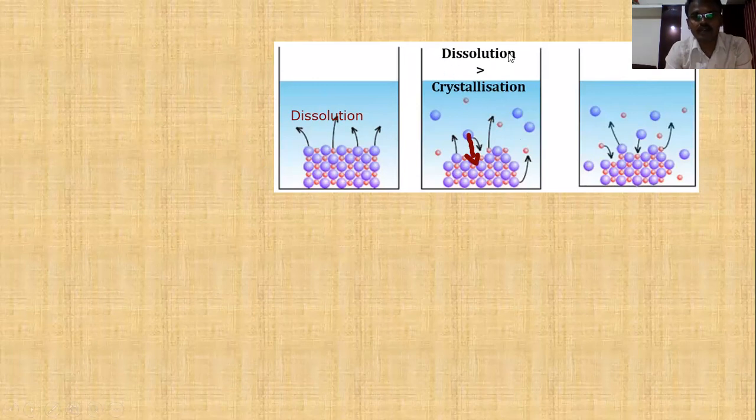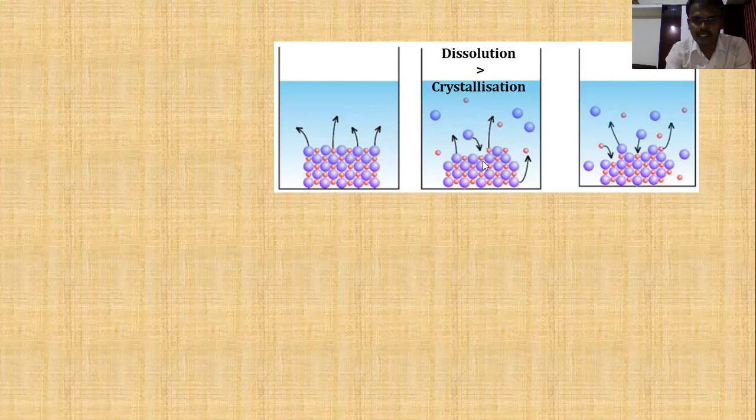But initially the rate of dissolution will be greater than rate of crystallization. That means the number of particles going into the solution is more than the number of particles coming out of the solution. You can compare the arrow marks. There are 3 arrow marks wherein the solute particles are going into the solution. Only 1 arrow mark showing the solute particle getting deposited as solid. So rate of dissolution is greater compared to rate of crystallization initially.